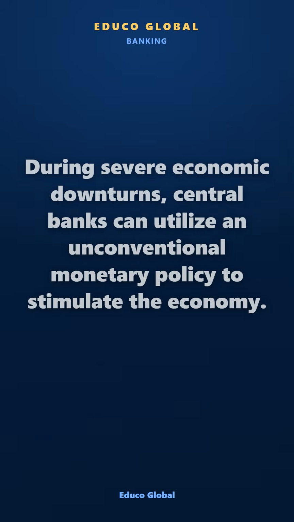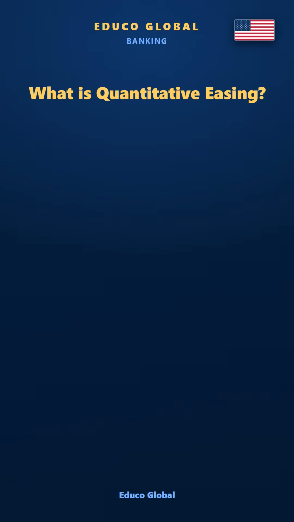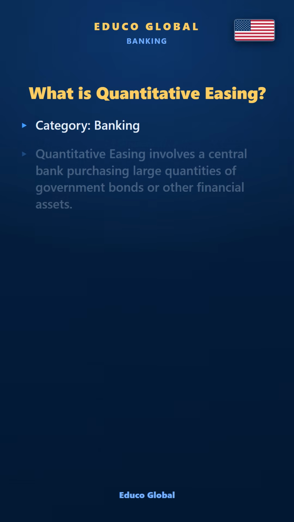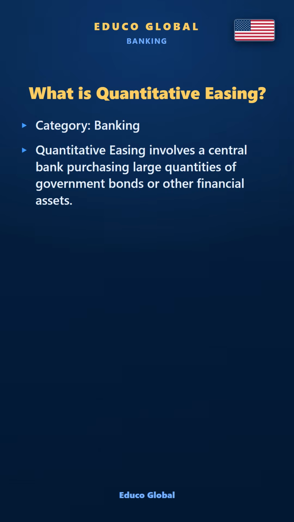During severe economic downturns, central banks can utilize an unconventional monetary policy to stimulate the economy. What is quantitative easing? Category: Banking. Quantitative easing involves a central bank purchasing large quantities of government bonds or other financial assets.